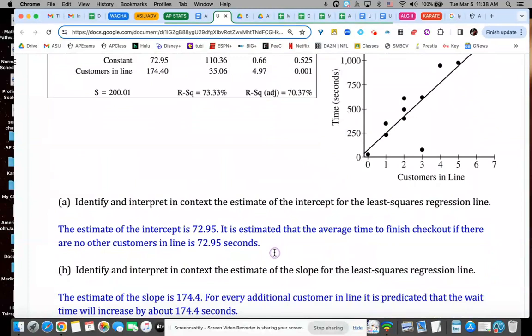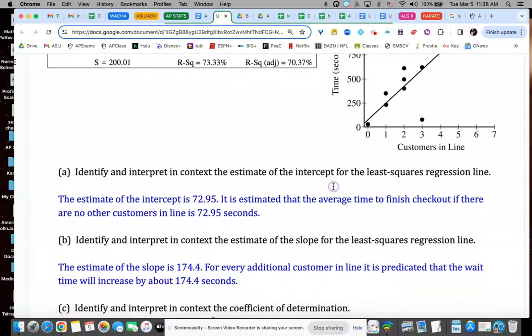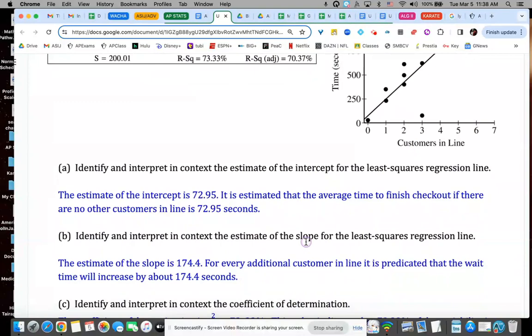So sometimes you have to wait for them to be ready or something. So it could make sense in this situation. I don't want to say it doesn't or couldn't, because it's possible you don't have anybody in front of you, right? That is possible. All right, so next they want you to interpret the slope.